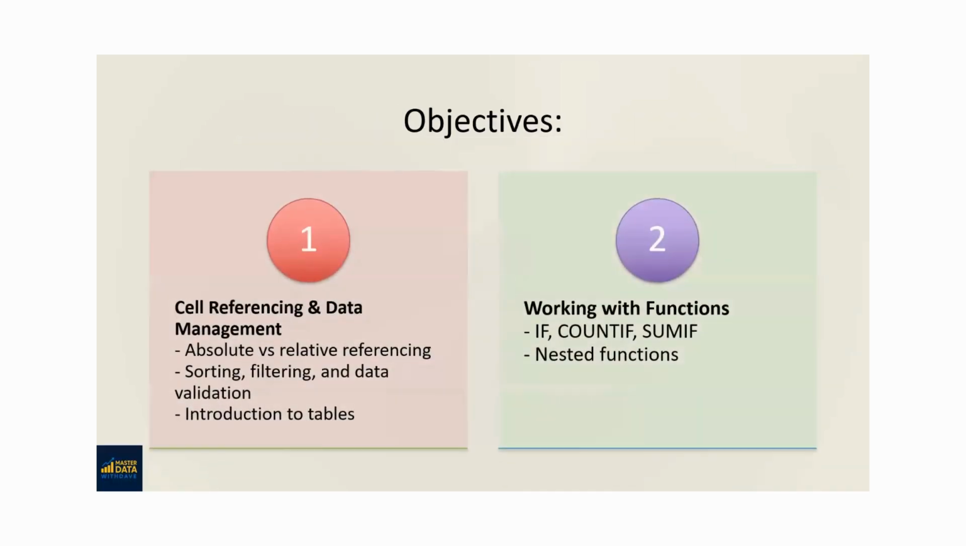And then today's objectives, we're grouping them into two. The first one is cell referencing and data management. We're talking about absolute versus relative referencing. We're talking about sorting, filtering, and data validation, formulas as well, the IF function, the COUNTIF function, the SUMIF function, and then we'll be looking at nested functions. We have quite a lot to do today, but we'll try and work with our time.